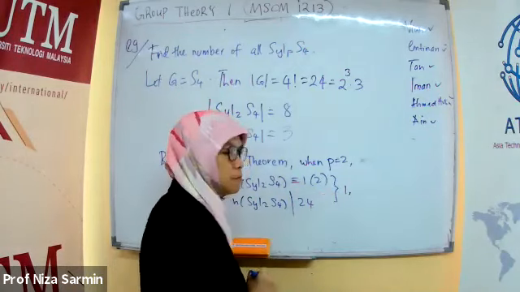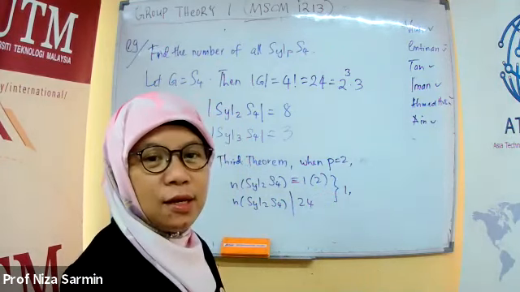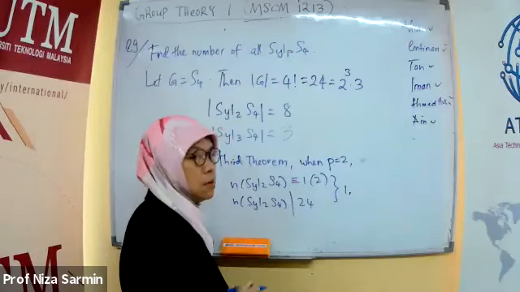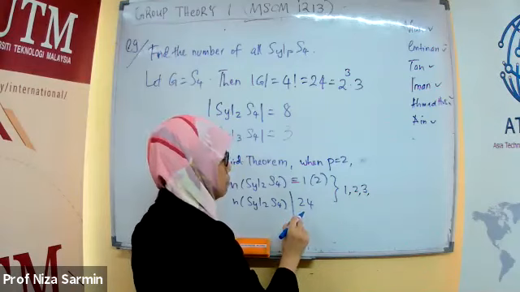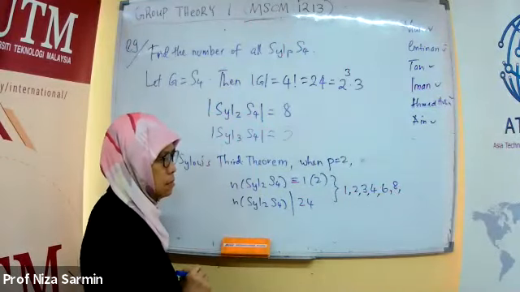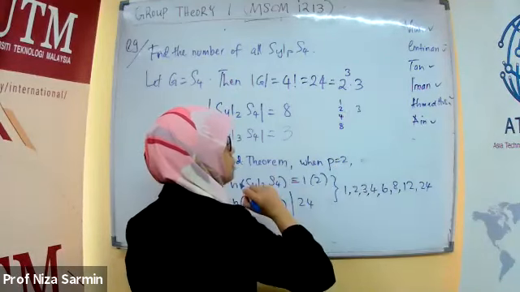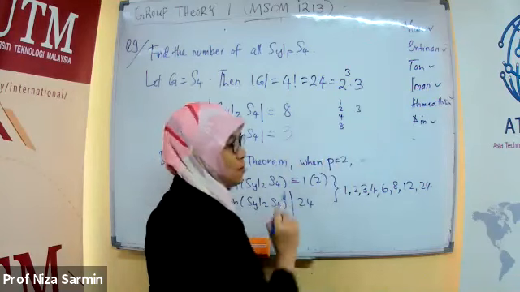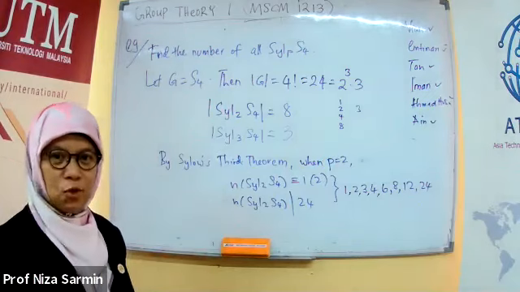1, 2, 3, 4, 6, 8, 12, 24. Yes, because we have 1, 2, 4, 8, and then there is 3, right? So it's all the product combinations.